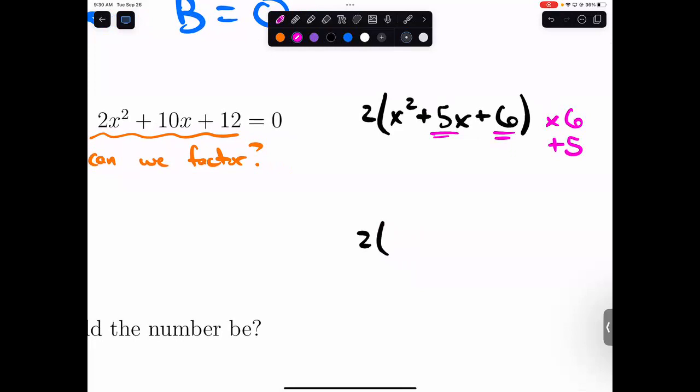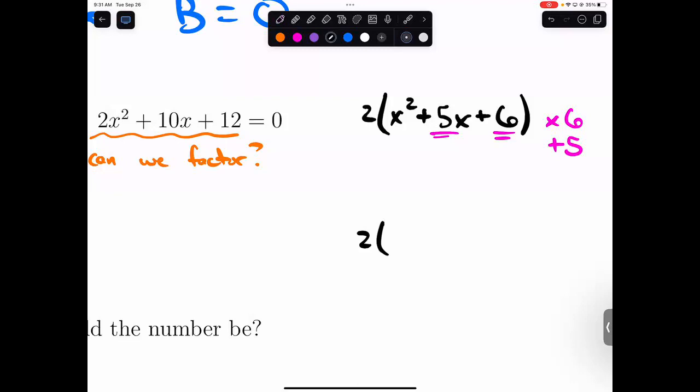This last term being positive means they have the same sign, right? They're either both positive or both negative. So my options are +1 and +6, or +2 and +3. Those would add to 7. I want them to add to 5. So it's got to be +2 and +3.